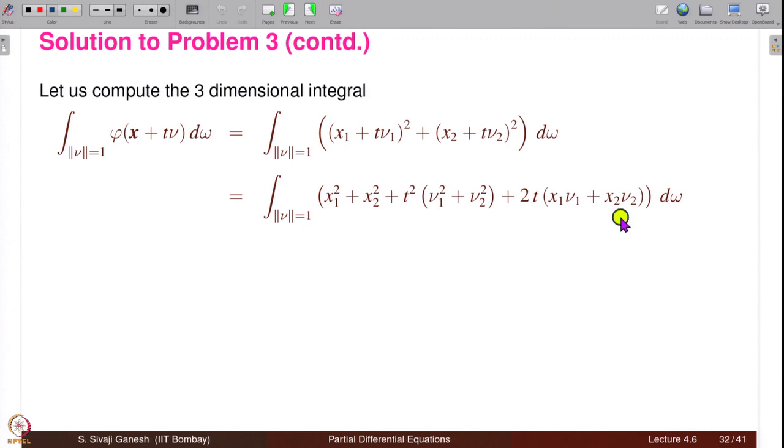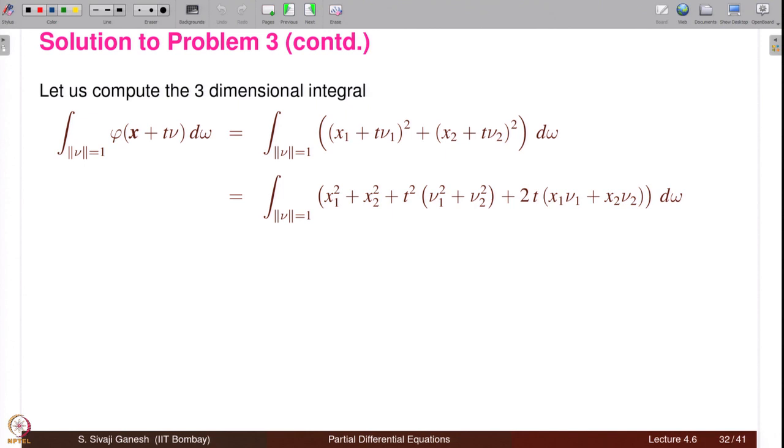Now, here x1 square plus x2 square does not depend on nu. So, it comes out as a constant, multiplied with the surface area of the unit sphere. Here t square also comes out, but there is a nu 1 square plus nu 2 square. Remember that is not 1, because here nu 1 square plus nu 2 square plus nu 3 square is 1. Therefore, we have to do some computation.